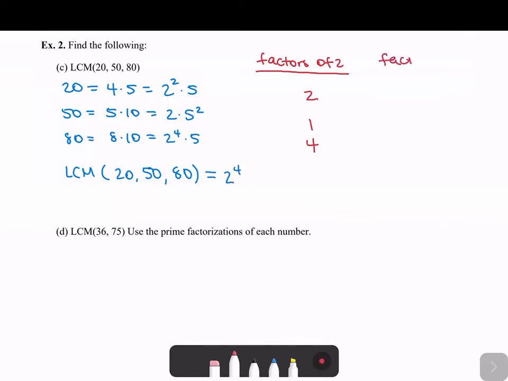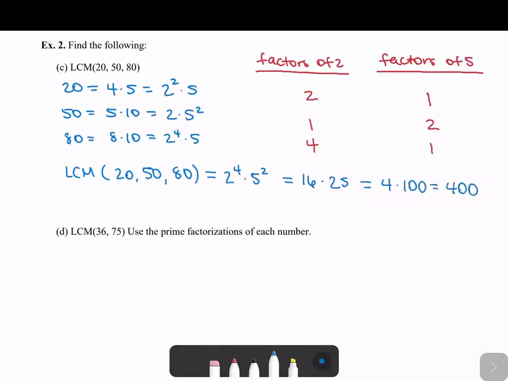And then we do something similar for factors of 5. How many factors of 5 do we have? We have 1 here, 2 here, and 1 here. So we're again going to take the biggest one, so this is times 5 squared. If we multiply these out, 2 to the 4th is 16, and 5 squared is 25. And if you cannot do this in your head, we can use that half-double thing that we talked about before, or just reassociate. So 16 divided by 4 is 4, and 25 times 4 is 100, so 4 times 100 is 400, which is the least common multiple of these three numbers.